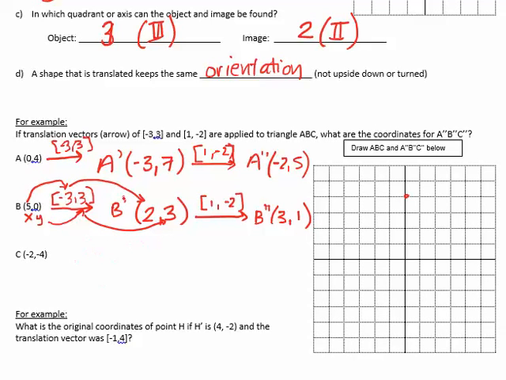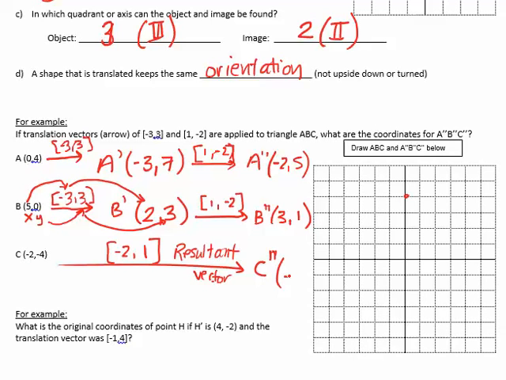If you're even more clever than that, you might have realized that you can combine both vectors together. So this vector of -3, 3 and 1, -2 is the same as the addition of both of these vectors. We call this the resultant vector. The resultant vector is -3 plus 1 is -2, and 3 plus -2 is 1. We call this the resultant vector because we added both vectors together. This is the combined version of the two of them. So I can go directly to C double prime just by using the resultant vector. So -2 plus -2 is -4, and -4 plus 1 is -3.